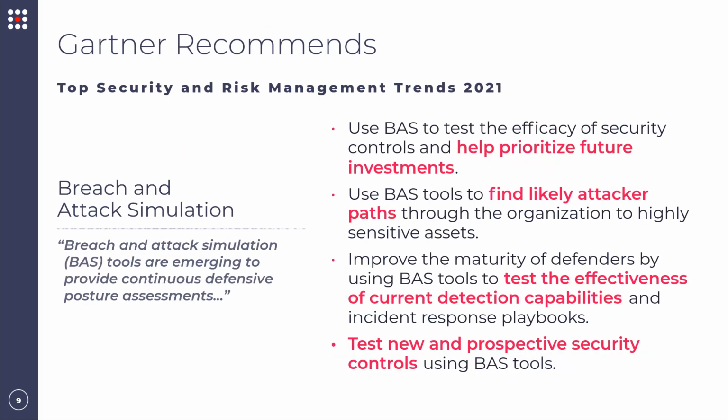So what does Gartner say? Everybody considers Gartner to be the main people to recommend strategy. Gartner does realize this problem, and no matter what you say about them, they've hit the nail on the head. In their latest report, the Top Security and Risk Management Trends of 2021, Gartner has recommended that security and risk leaders adopt tools to provide continuous defensive posture assessments. And they've specifically called out breach and attack simulation. They've said that these breach and attack simulation tools are emerging to provide continuous defensive posture assessments. They talk about how BAS tools, or breach and attack simulation tools, can help you prioritize future investments.